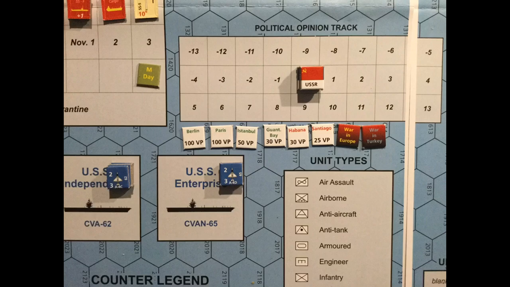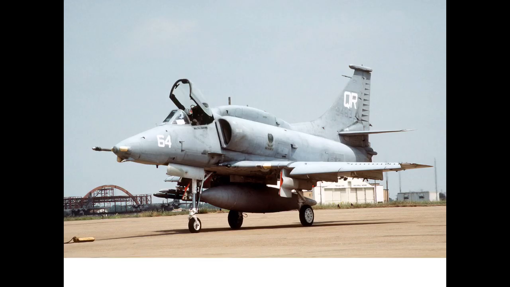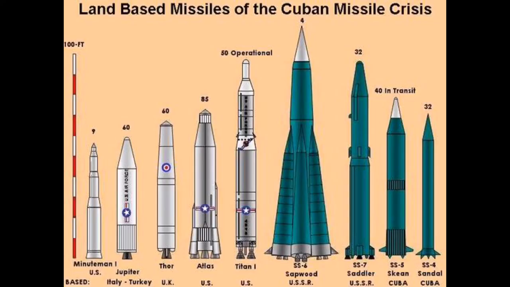So here you can see the center of the map, the political opinion track with the different markers and the different victory points that are obtained for capturing locations. So Berlin, as you can see, and Paris are very valuable. This is an aircraft carrier. There are two aircraft carriers depicted in the game with aircraft that can do bombing. Many of them are the A4 Skyhawk.